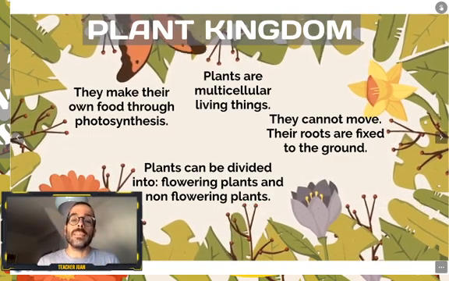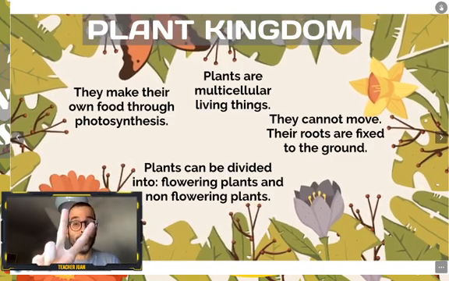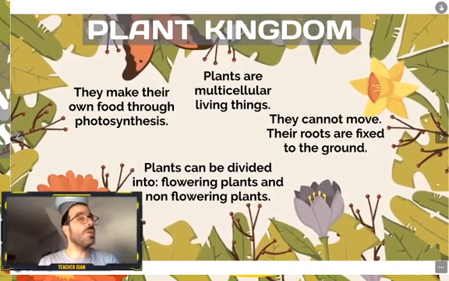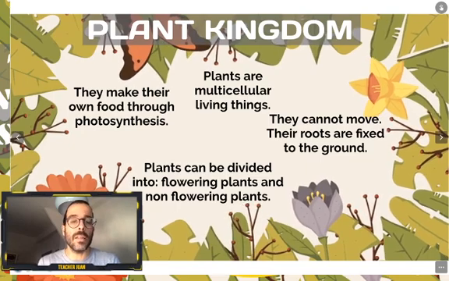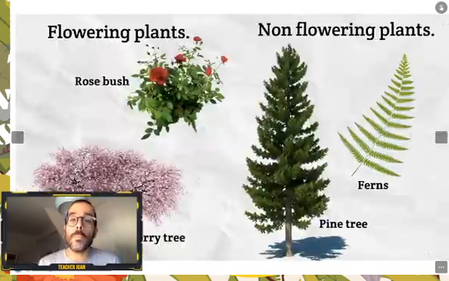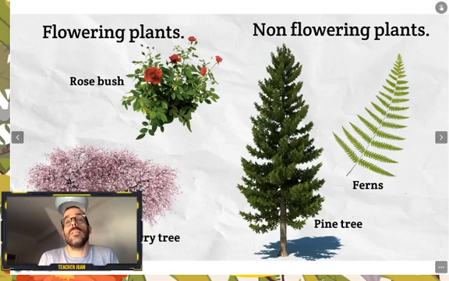And plants can be divided into 2, flowering plants and non-flowering plants. What does it mean? Very easy. Flowering plants are those that have flowers. Here we can see the rose bush, okay, with these red roses, very nice, and the cherry tree, the tree where you take the cherries, okay, and when they blossom, it's great. It's very, very nice.